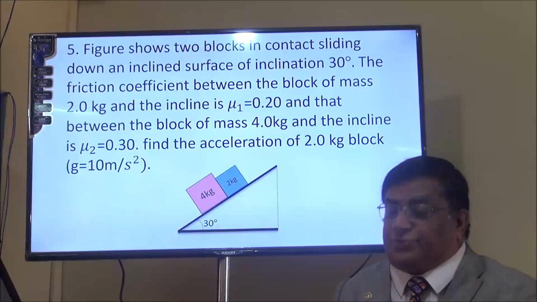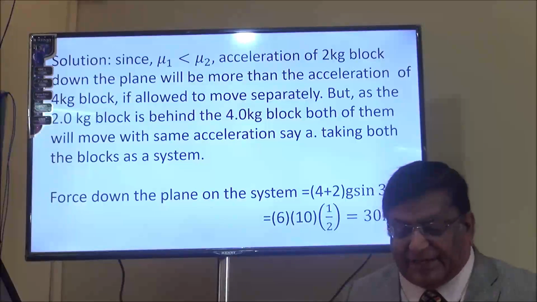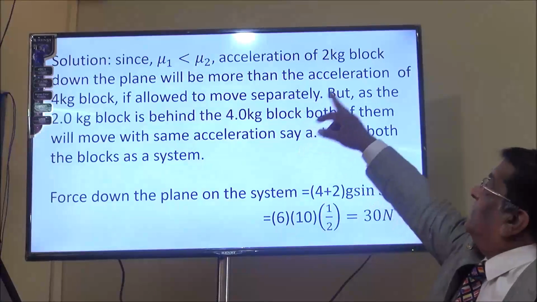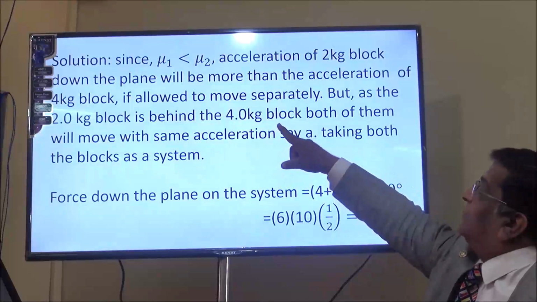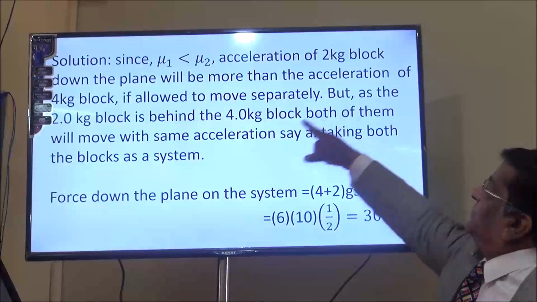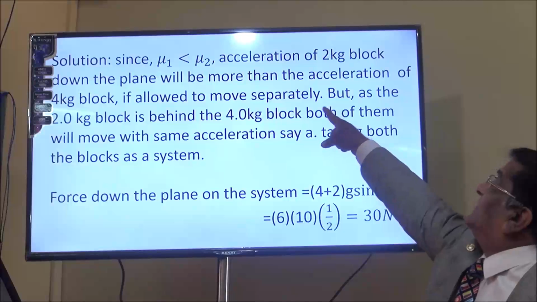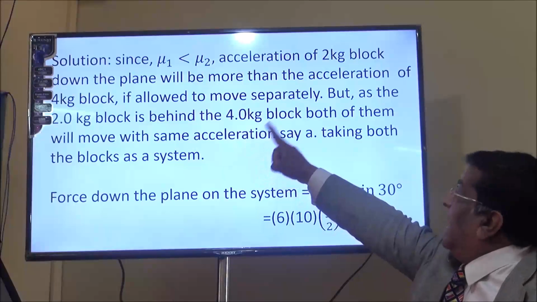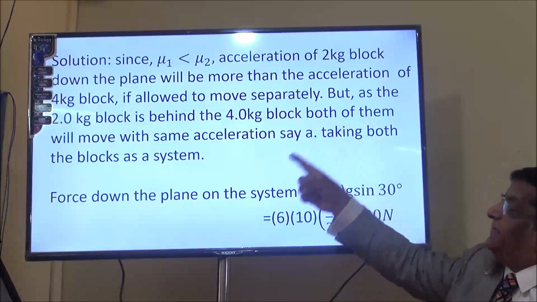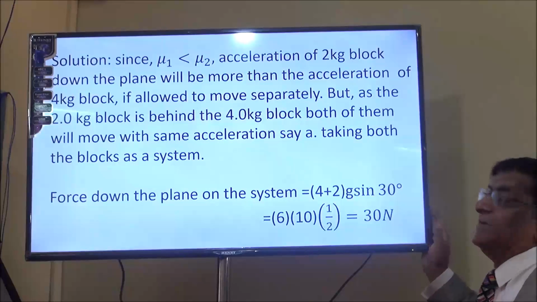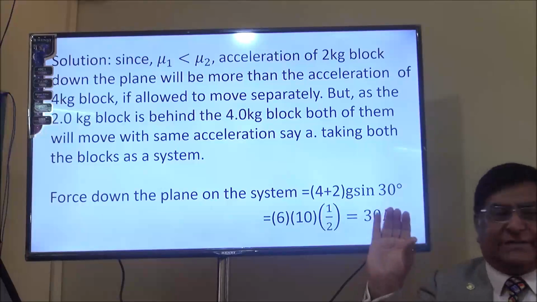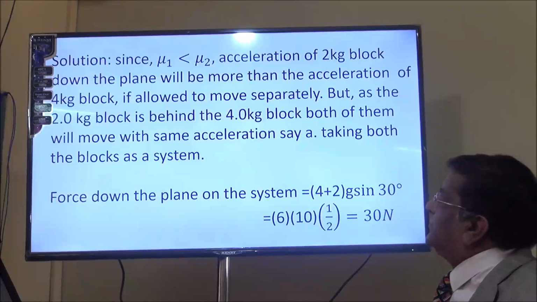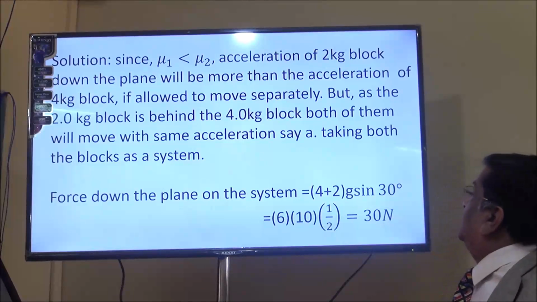This is the first conclusion we have to make. Since mu1 is less than mu2, the acceleration of the 2 kg block down the plane will be more than the acceleration of this, if allowed to move separately. But we don't allow that. As the 2 kg block is behind the 4 kg block, both of them will move together with the same acceleration. Okay, this point is clear. Now we have to find out the force.